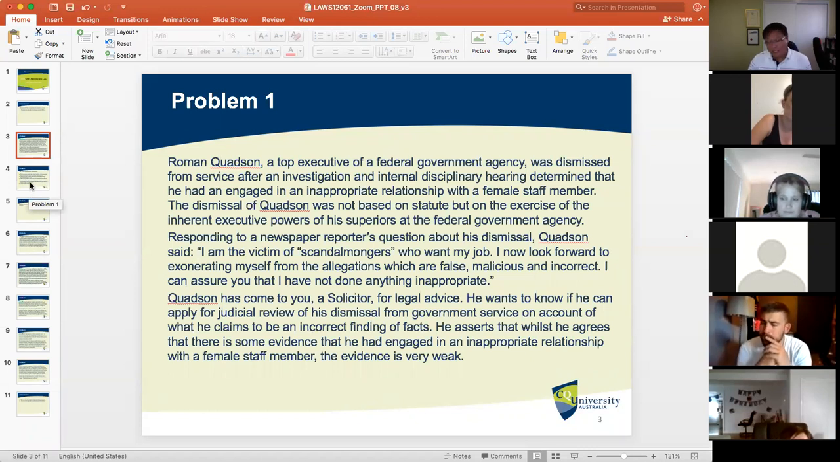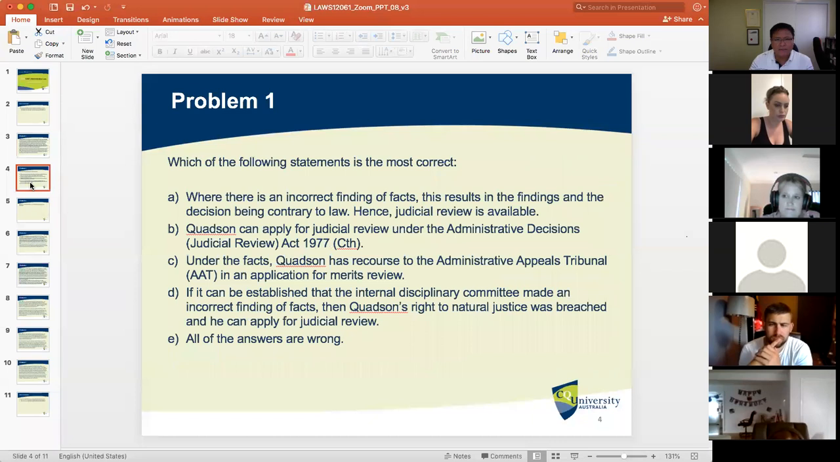And the second requirement, as you said, is that if a decision was made under an enactment, that particular enactment must also provide that merit review is available to the AAT. So those are the two requirements that are necessary. Okay, so are we clear about this? The answer is letter E.